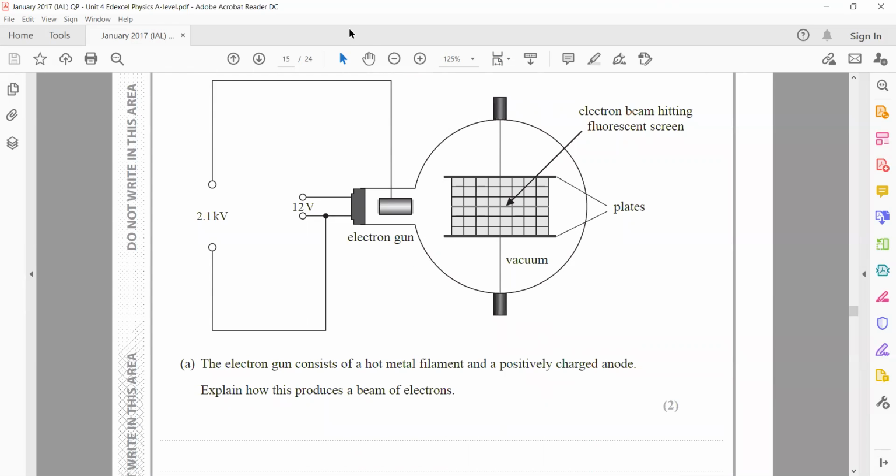What is the purpose of this anode? It collimates the beam, because electrons will come out in all directions. It focuses them so that they will move in a straight line. How does this produce a beam of electrons? So how does this part produce a beam of electrons? I just mentioned that.